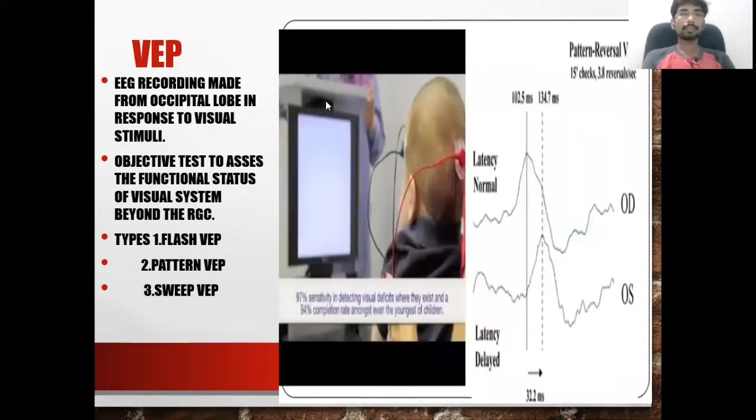Next is visual evoked potential. It is an EEG recording made from the occipital lobe in response to a visual stimulus. It is an objective test to assess the functional status of the visual system beyond the retinal ganglion cells. There are types: flash, pattern and sweep VEP. So this is the visual evoked potential of this baby.